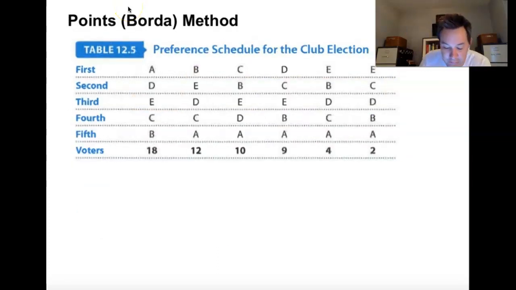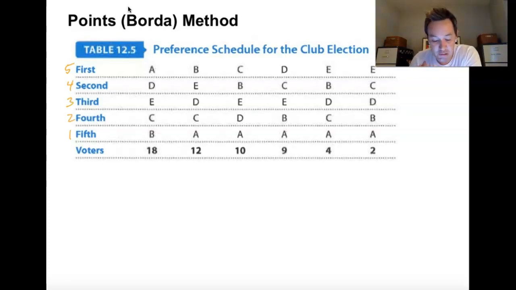All right, so for the Borda method, you're going to assign point values based on how many candidates you have. So if you have 5 candidates like we do here, then a first place vote gets 5 points, second place gets 4 points, third place gets 3 points, and so on. So first place, 5 points, second, 4, third, 3, fourth, 2, fifth, 1.